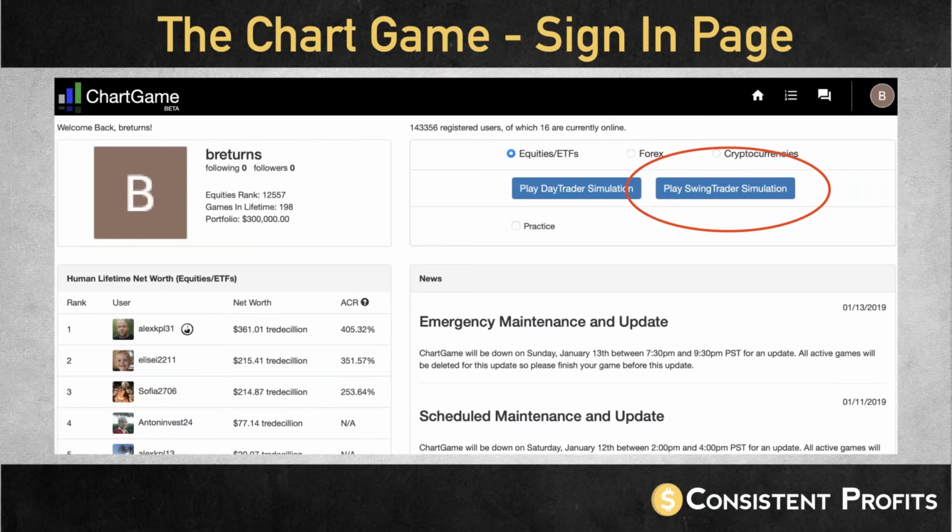Once you get into the chart game, it's going to take you to this page, and then you get to choose. See, in the upper right-hand corner, there are 2 blue buttons. Click on the one that says Play Swing Trader Simulation. Now, we're going to play this swing trader simulation, and we're going to do the 30 trades and fill out our spreadsheet just like we would want you to do. And we're going to do that for time purposes super fast.